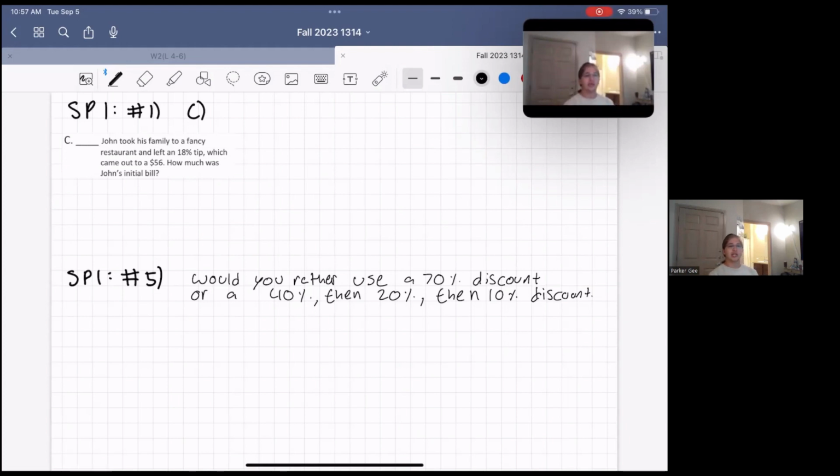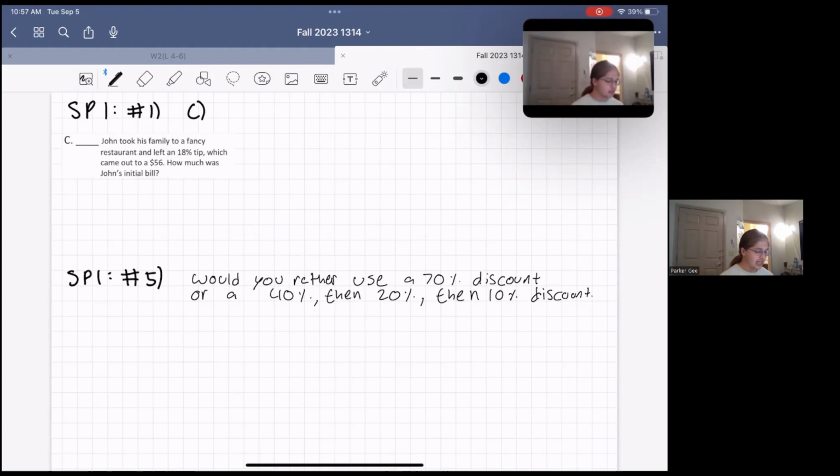So, number one, this helps us identify the part, the whole, and the percentage of a word problem. I know that may be difficult. John took his family to a fancy restaurant and left an 18% tip, which came out to $56. How much was John's initial bill?